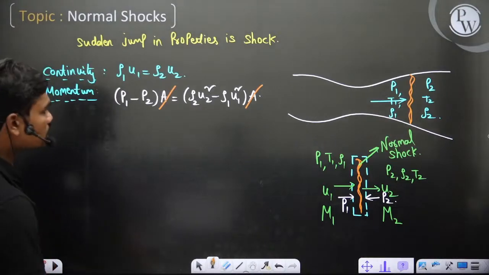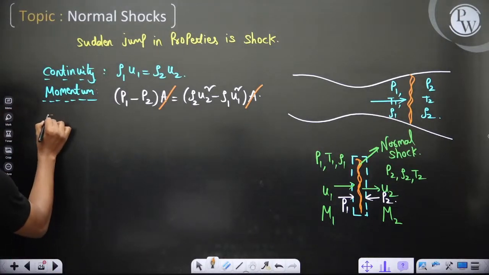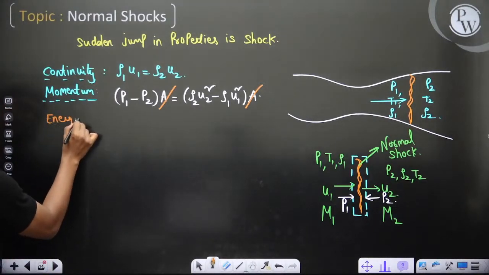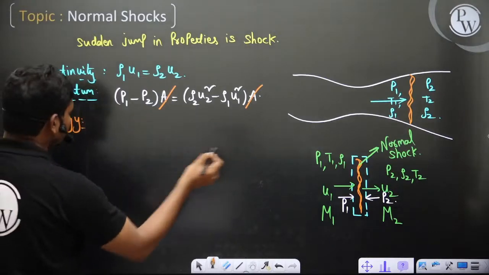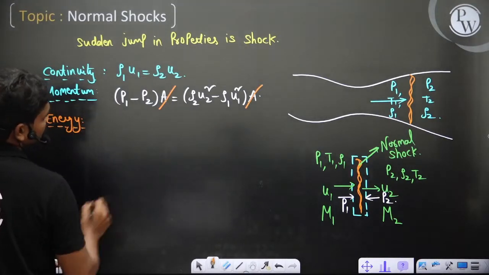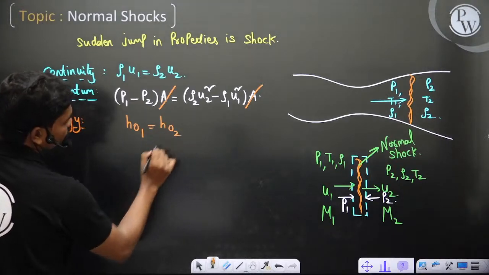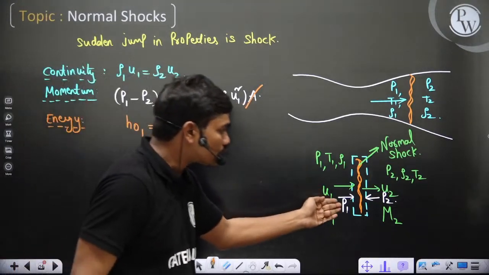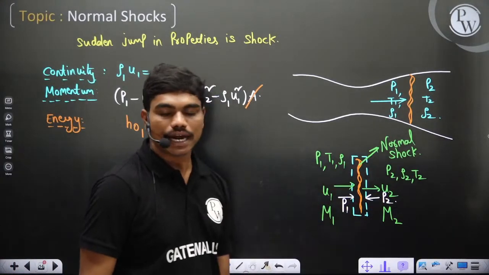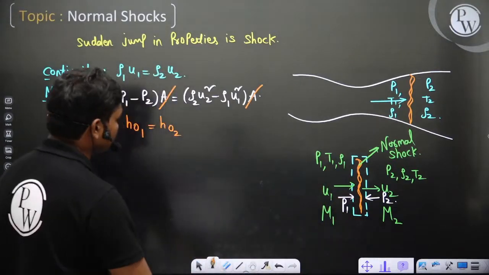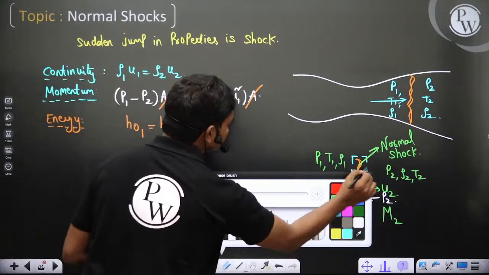And also energy, if you see the energy balance, since the stagnation temperature will be the same, stagnation enthalpy H0 at 1 is the same as H0 at 2, or the stagnation enthalpy upstream of the shock is the same as the stagnation enthalpy downstream of the shock. Now these are the 3 equations that we have.